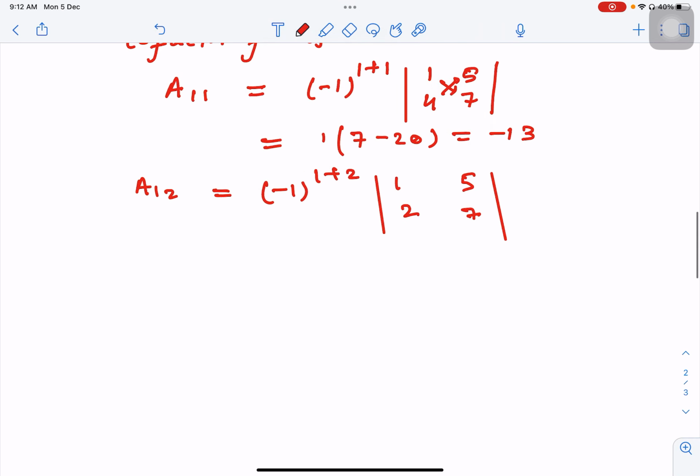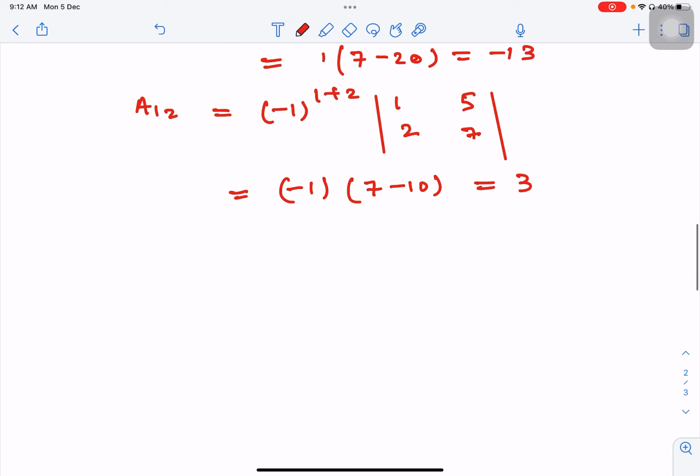So this time -1 raised to 3, what is -1 raised to 3? -1, and this will become 7 minus 10, and this is -3. -3 into -1 will give us 3. Now likewise we'll find A13. In this, which row and which column will we delete? First row and third column.